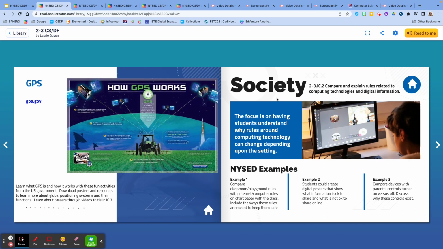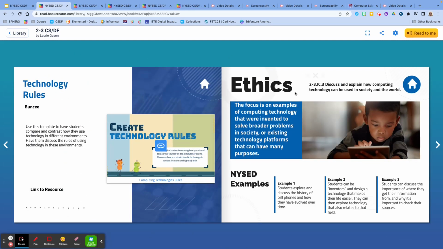The next standard is under society as well. It's compare and explain rules related to computing technologies and digital information. In the clarifying statement, we're thinking about those rules. So really, just like you go over the rules of being on the playground, you're going to think about the rules when they're using technology. And then we're going to move on to ethics.